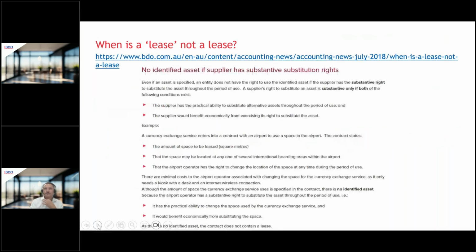The last one is how to interpret the substantive right to substitute. Now, this is a tricky one, and it happens in a lot of places.